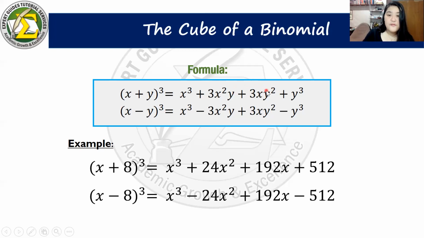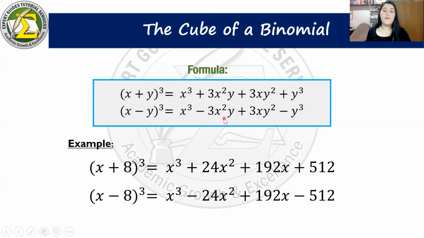And then after that, we have to cube the last term, which is y cubed. Now, if the sign between them is addition, then all the signs in the cube format are positive. But when it is negative, then the signs should alternate. So the first term is positive, the second term is negative, the next is positive, the next is negative. So it finishes with a negative cube of the last term.